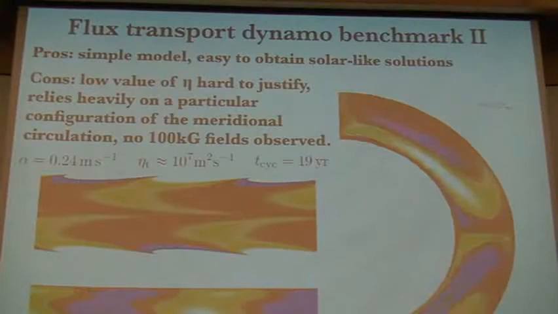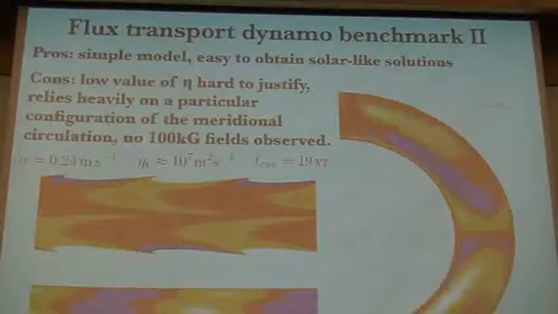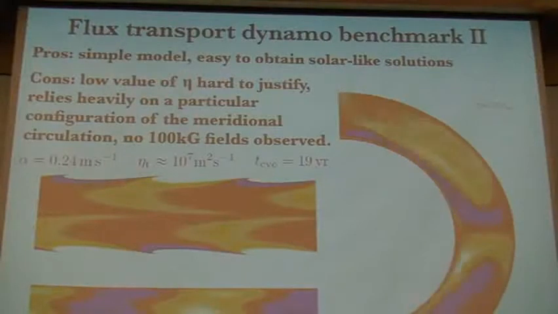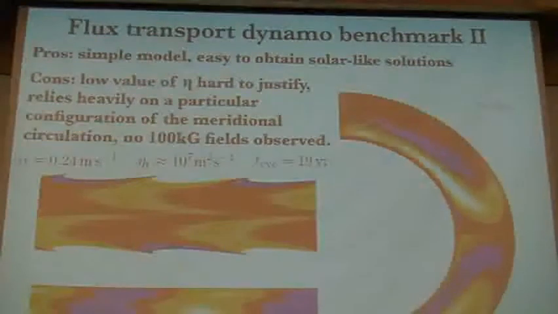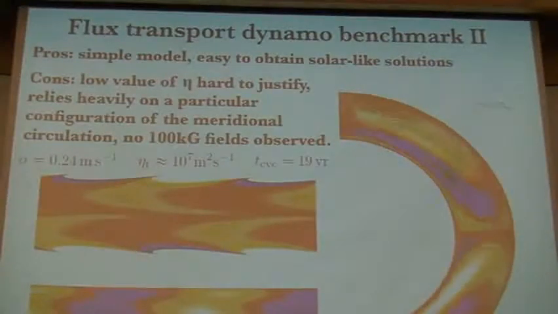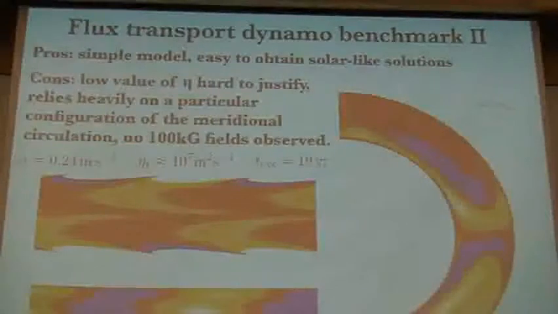And also the structure of the meridional circulation is very important for this type of model. So if we would have more than one cell in radius or in latitude, it would no longer work. And there are also some issues with the strong magnetic fields at the base of the convection zone. So 100 kilogauss cannot be observed. We have no way of observing magnetic fields at the base of the convection zone, so we simply don't know if they exist.